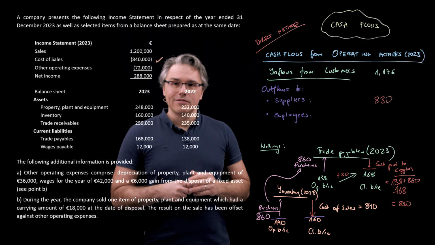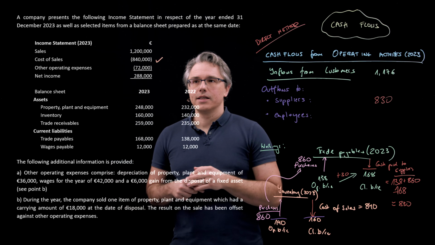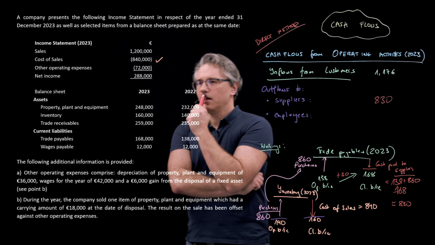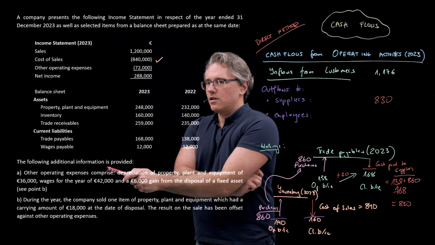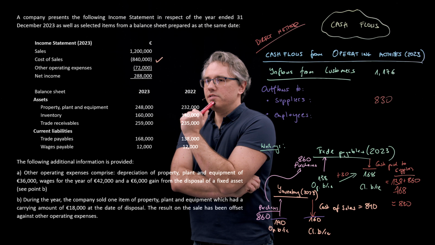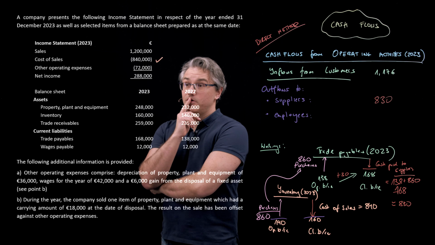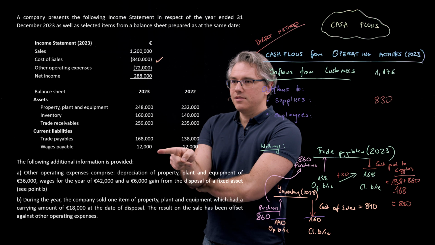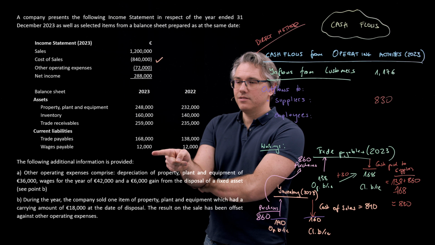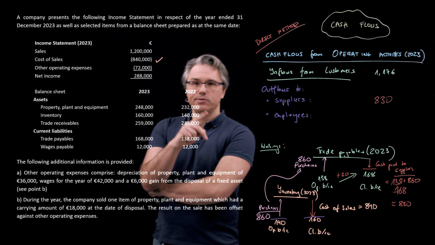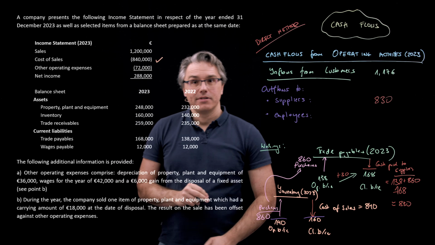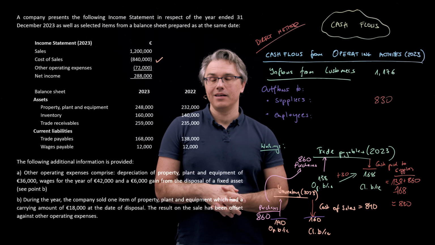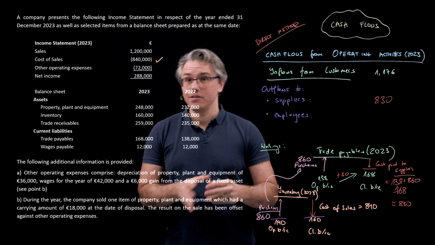And this is an observation that we can actually utilize in terms of computing the outflows to employees, because we are told that other operating expenses over here in point A comprise depreciation of property, plant and equipment, but also wages for the year equal to 42,000. Now, looking at the balance sheet, I see wages payable 12,000, same amount year to year. So at the end of 2022, we were still owing our employees 12,000 of wages. And at the end of the next year, we continue to owe them 12,000.